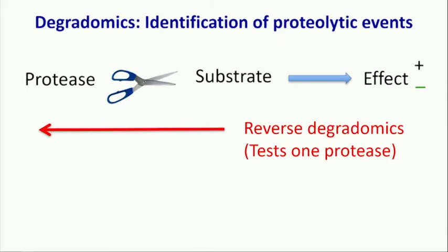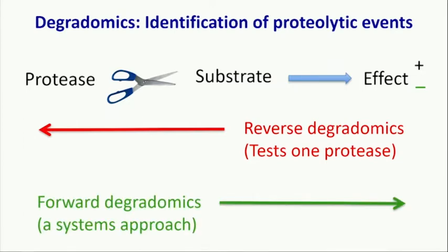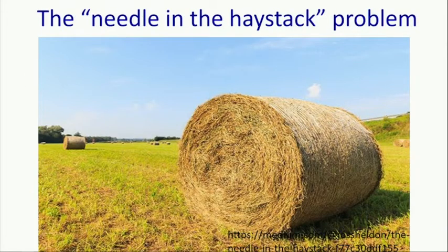We've termed degradomics approaches with two new terms. We call reverse degradomics the approach whereby we test the effect of genetic inactivation of a protease one at a time. And then forward degradomics is an approach in which we can take a diseased tissue and look at the entire proteolytic landscape in a systems approach. And what I'd like to show you here are examples of both of these approaches applied to cardiovascular disease and cardiovascular developmental defects. So proteomics suffers from the needle in the haystack problem.